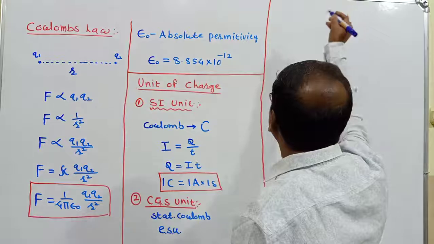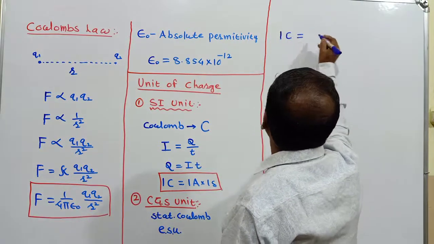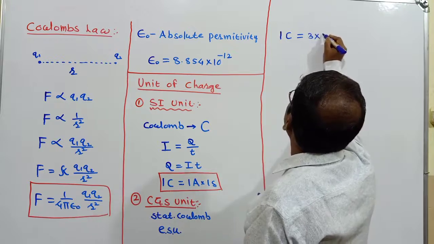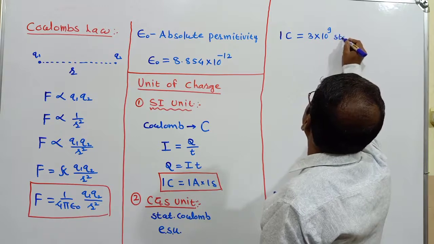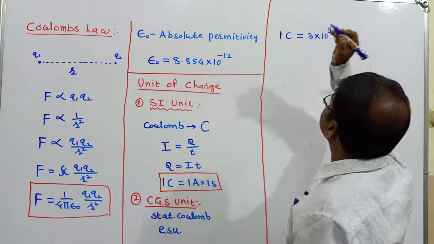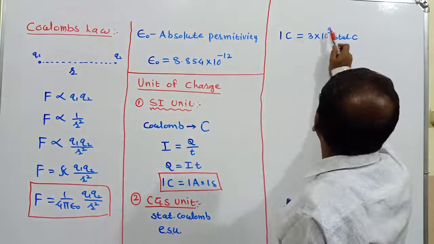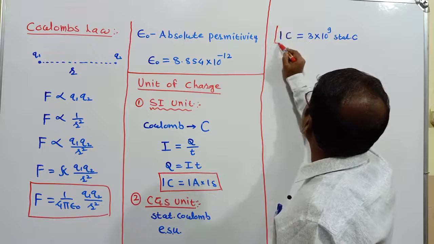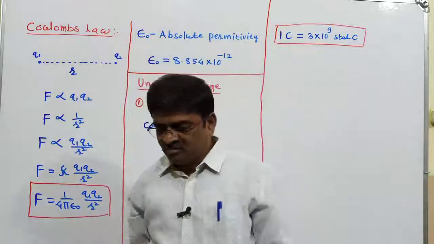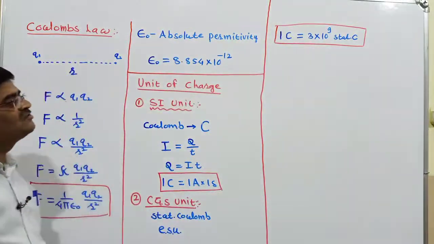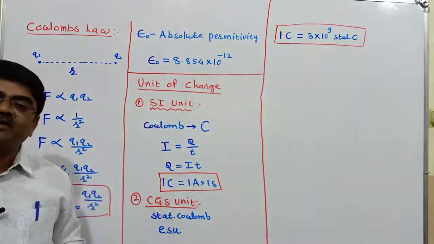And for your information, 1 coulomb is equal to 3 into 10 to the power 9 stat coulomb, or 3 into 10 to the power 9 electrostatic units, you can write. This needs to be remembered, because while solving numericals you may have to refer to it. So that is the relation between coulomb and stat coulomb.